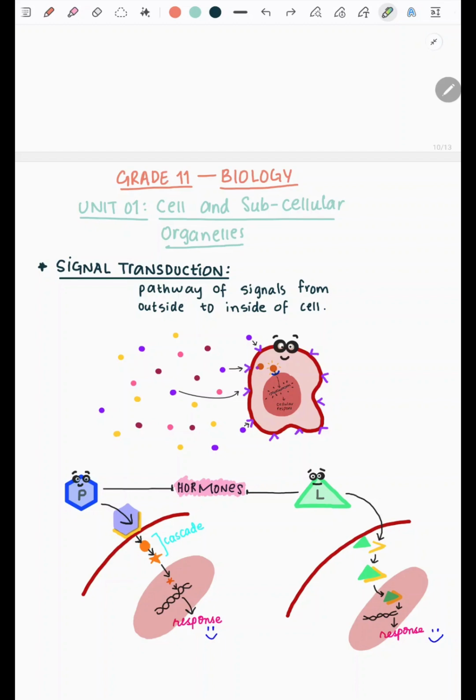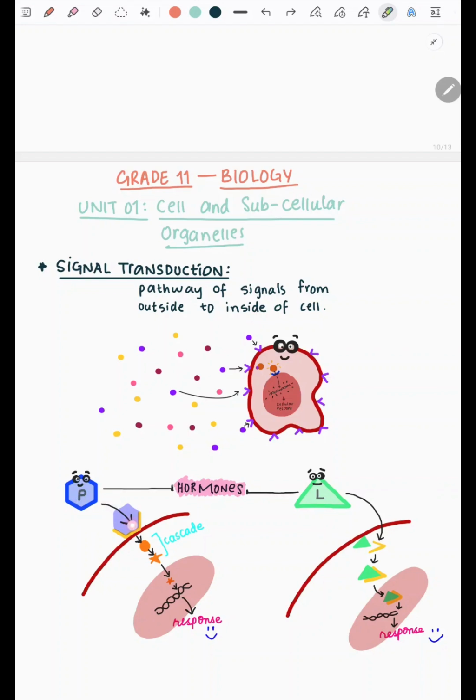To summarize, signal transduction is the passage of signals from outside to inside of the cell. The molecules that are usually transported are hormones. They can be protein hormones or steroid hormones. Protein hormones are water soluble, so the receptors are present outside the cell.